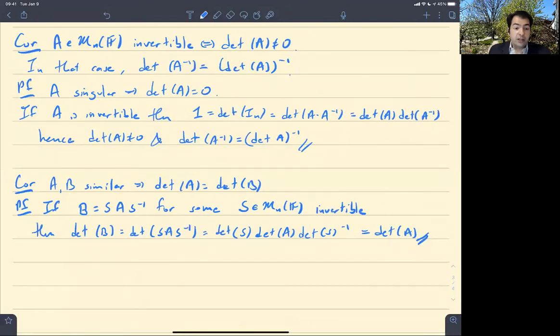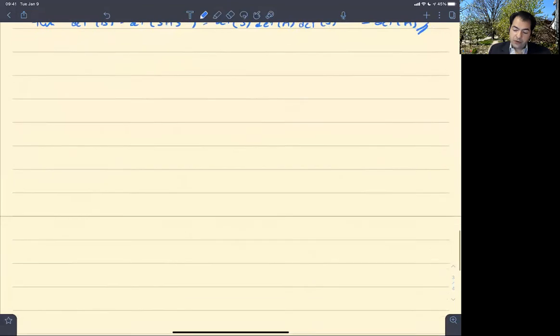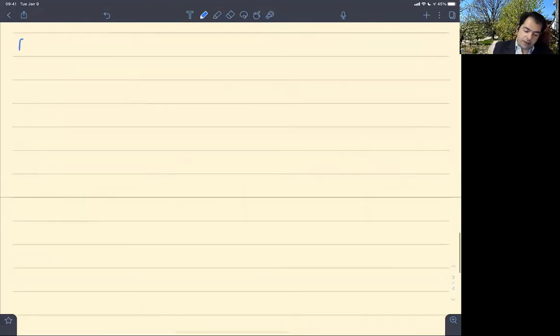Okay, so these corollaries show that as soon as you have existence and uniqueness, you have some of the main properties of the determinant. So let's focus now on existence and uniqueness.